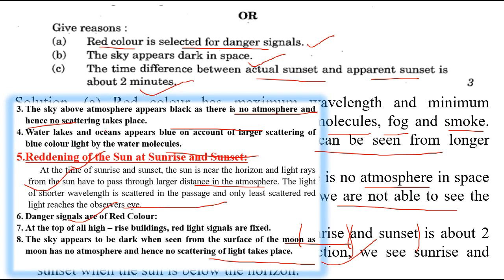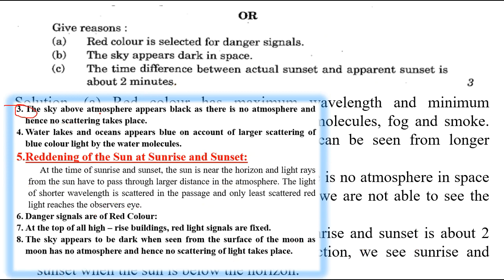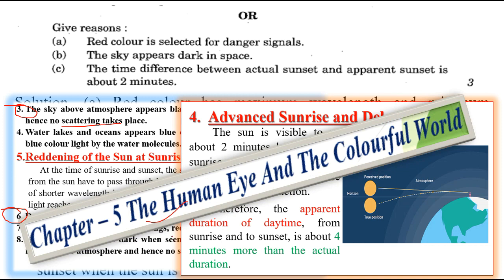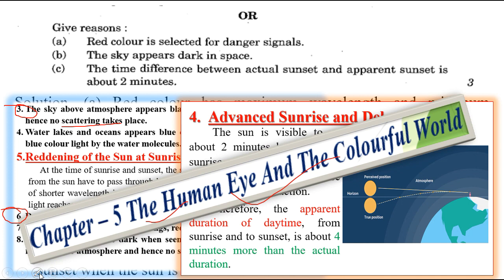I have taken one slide from the class, and in this slide you can see the third point: it is telling that the sky above the atmosphere appears black as there is no atmosphere and no scattering will take place. And in part 6 we have seen that danger signs are of red color, and there I have explained the same reason. If you are not able to understand, you can watch the video on human eye and colorful world. And for advanced sunrise and delayed sunset, we have seen it here. If you have any doubt in this, you can watch the video on chapter 5, that is human eye and the colorful world.